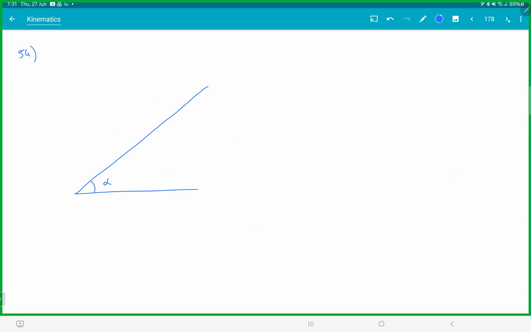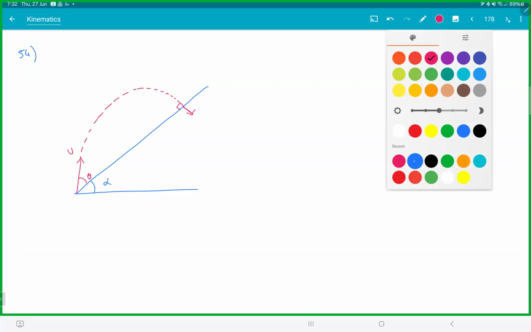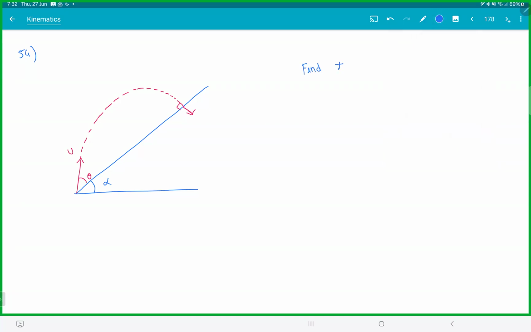Next one. We have an incline alpha. We projected a particle with theta. So this particle went up and it collided with the incline perpendicularly. Meaning when it is hitting the incline, it is hitting perpendicular to the incline. So find the condition, or find the relation between theta and alpha, if the particle collides perpendicular to the incline.